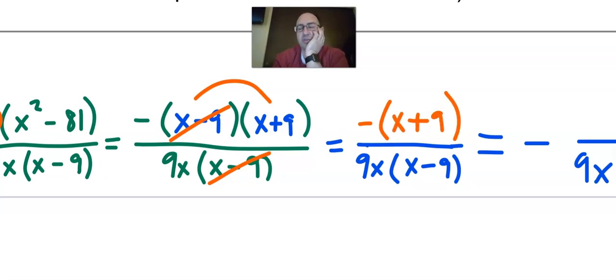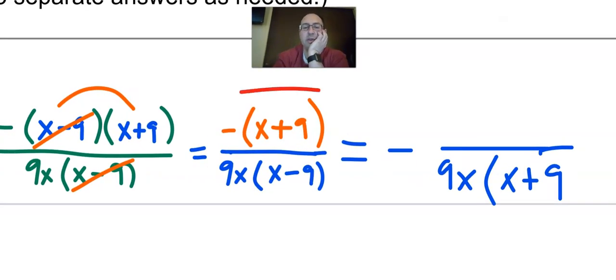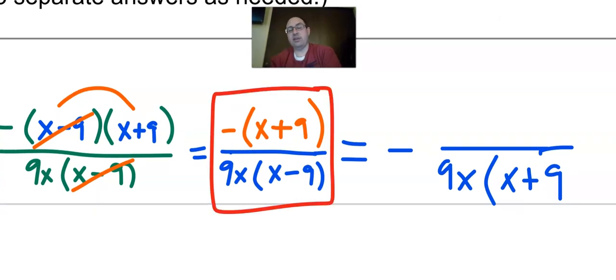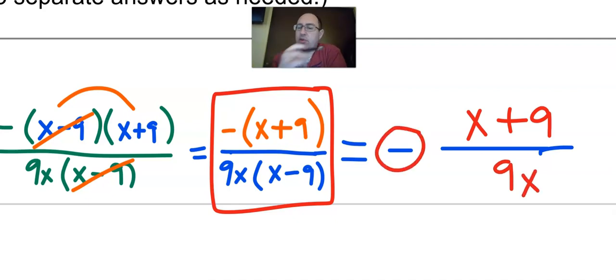Now, what I saw on the answer sheet, they might accept this answer right here. But what I saw on the answer sheet was they put the negative in front. They put the x plus what? Wait just a second. We got rid of the x minus 9 from the bottom. The x plus 9 would be in the top, but the only thing left in the bottom was a 9x. Here, let's rewrite this. But the key thing I'm trying to tell you is they put the negative out in front.